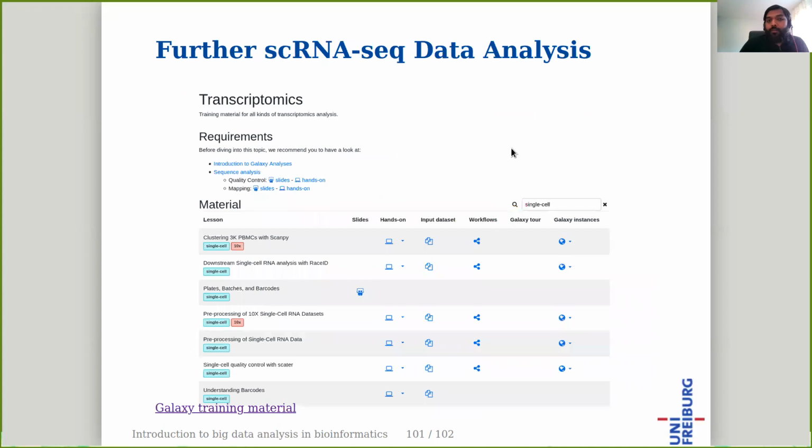Yeah, so if you want to learn more about single cell RNA-seq data analysis, you can look at our Galaxy training material. If you follow this link here, you can find, in the transcriptomics topic, lots of hands-on tutorials where you can analyze data on Galaxy with some real example data sets. So you can also check out these materials if you want.